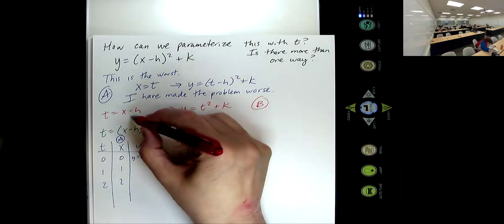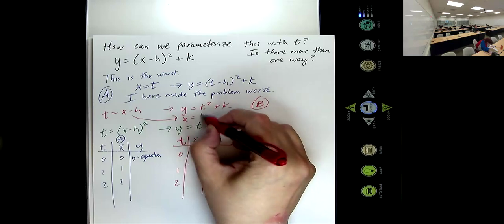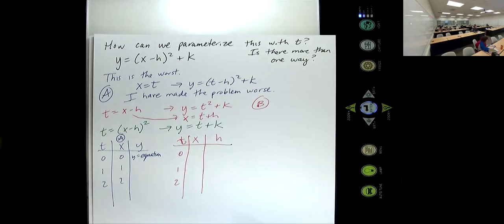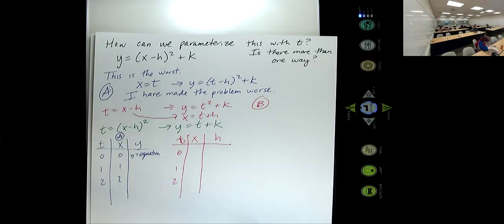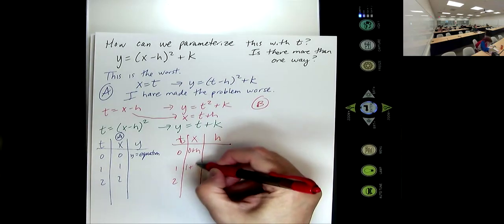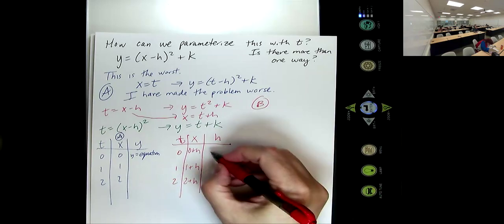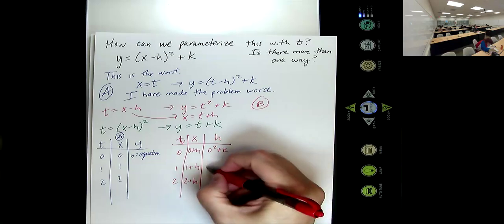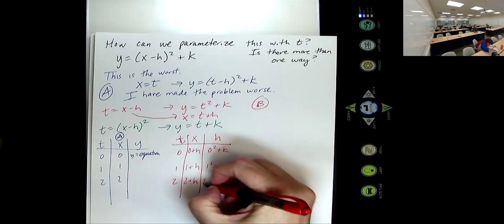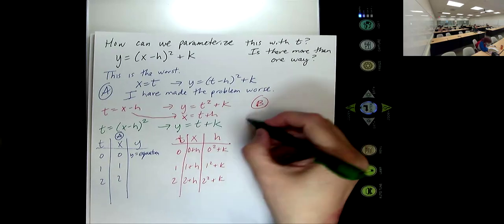Well, this might look a little bit better if I write X in terms of T, saying X equals T plus H. So here I would have 0 plus H, 1 plus H, 2 plus H. And here I'm going to have 0 squared plus K, 1 squared plus K, 2 squared plus K. And option C.